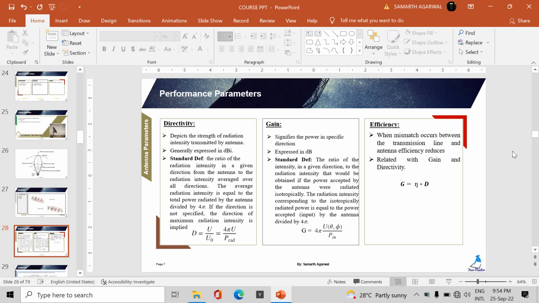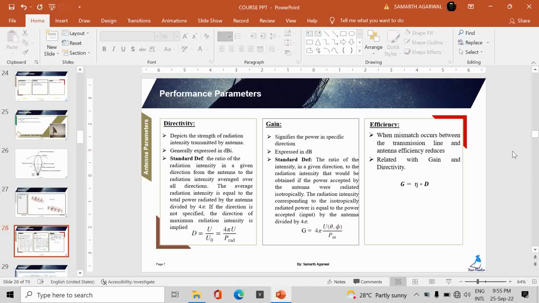So in this session, we'll start with the directivity, gain and efficiency, which are more crucial for your antenna design. As I have said during the radiation pattern as well, directivity depicts the directional aspect, how intense your field strength is, and generally it is expressed in dBi.